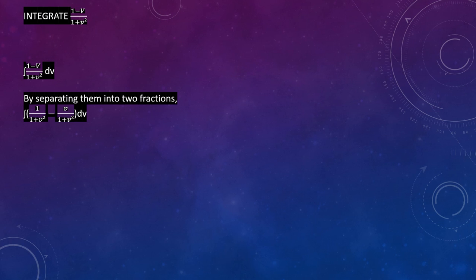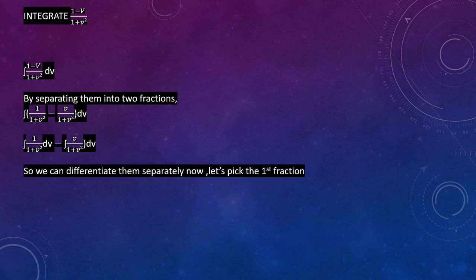Then in this case, I can easily write it as the integral of this minus the integral of this. That's when I'll be integrating the two sides separately, and then eventually I will bring them together. In this situation, I would be integrating my first side first, that is the integral of 1 over (1 + v squared) dv.